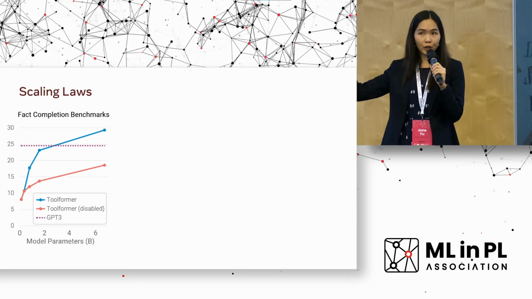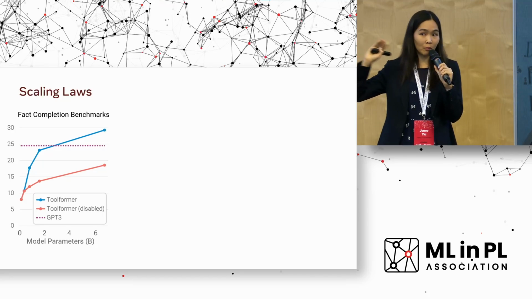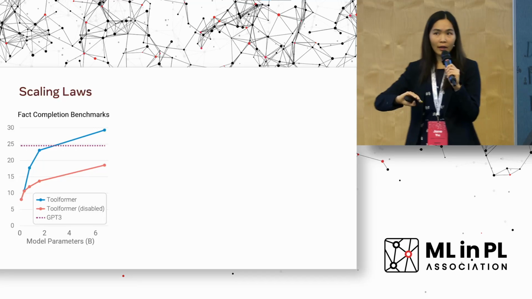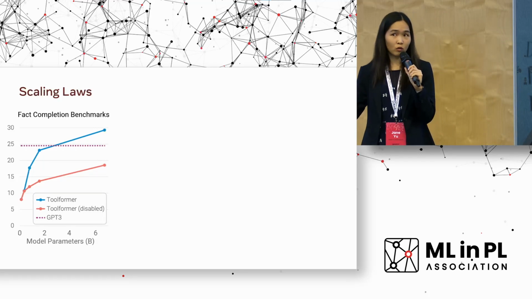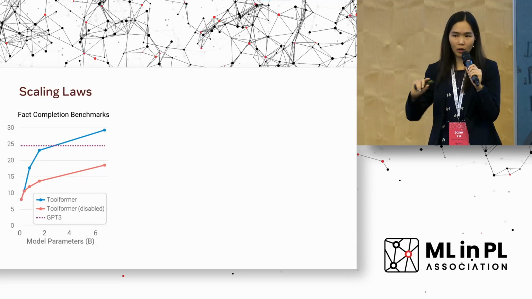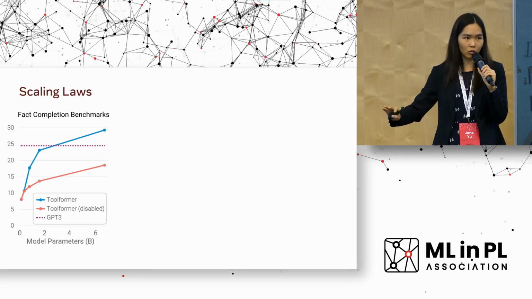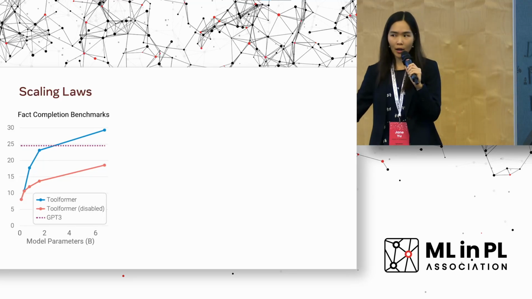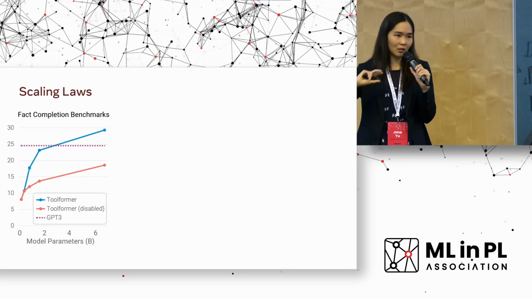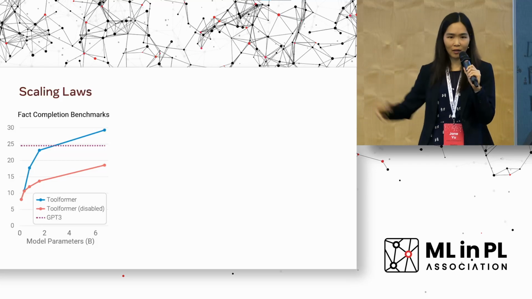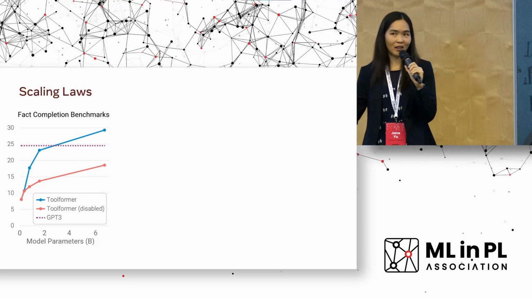Then we have that blue curve, which is Toolformer. It's the model that's able to use tools. And then we have this red curve, which I'm calling Toolformer disabled, because we're going to disable tool calling here, meaning we're not going to allow it to leverage external tools. And we're going to disable this by doing constraint decoding. So anytime it tries to attempt that square bracket, we're going to say, no, try something else.